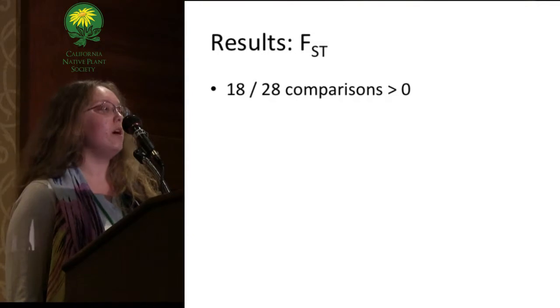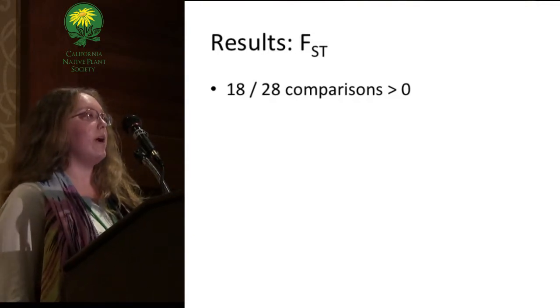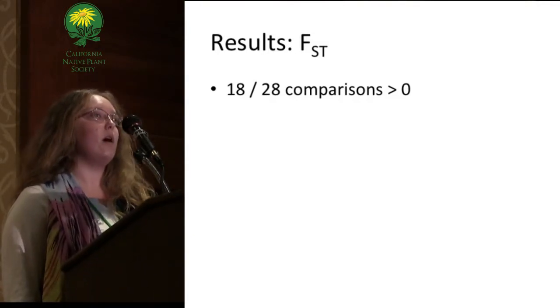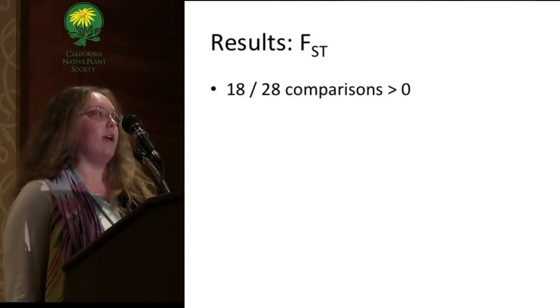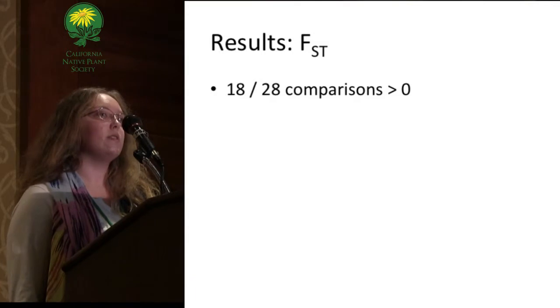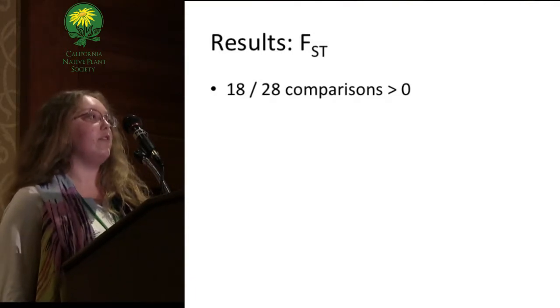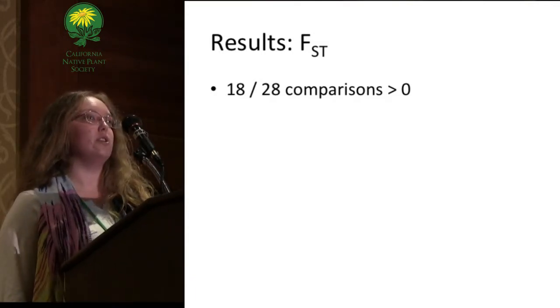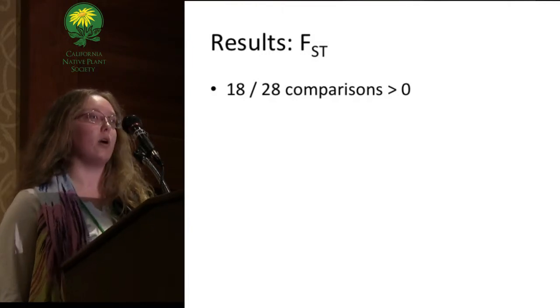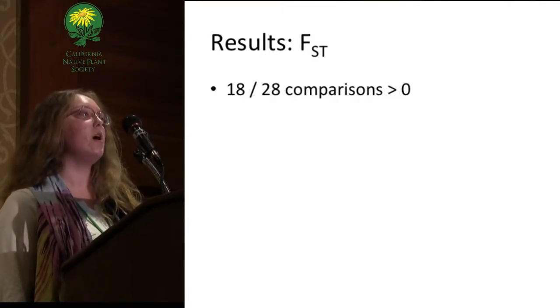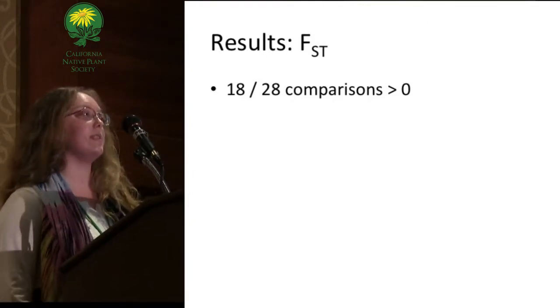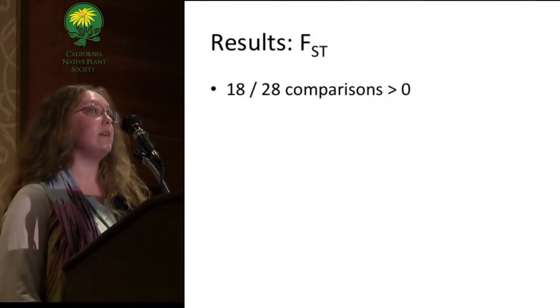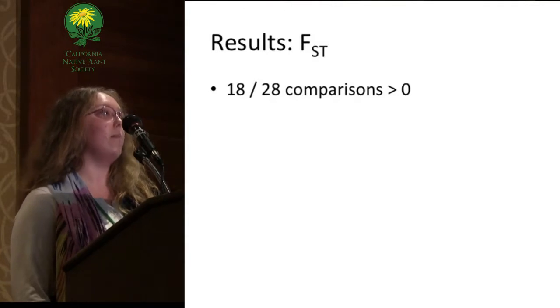For the FST results, we found 18 of 28 comparisons to be significantly greater than 0, which means 18 of 28 population comparisons showed significant differentiation between those 2 pairs. So this fairly well refutes the hypothesis that all populations are uniquely structured and that the barriers are complete, because at least some populations are not seen to be divergent from each other.